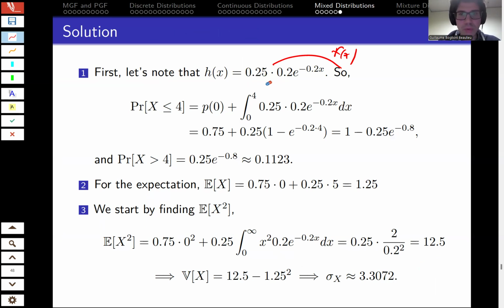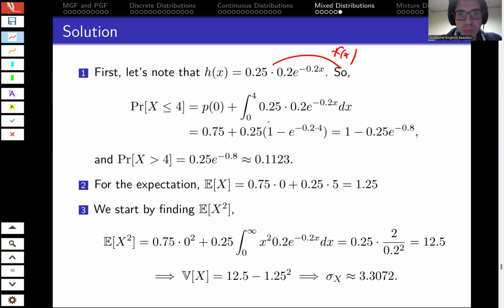Now, with that set up, I think we can easily answer the question. Probability that x is smaller than 4. Well, careful. You need to start with the probability that x is 0. Of course, 0 is smaller than 4. And then you integrate the hx over the support that satisfies the condition x smaller than 4. So you integrate from 0 to 4.